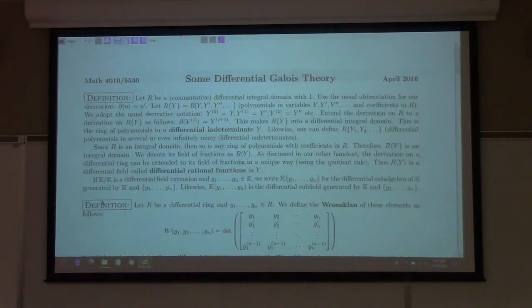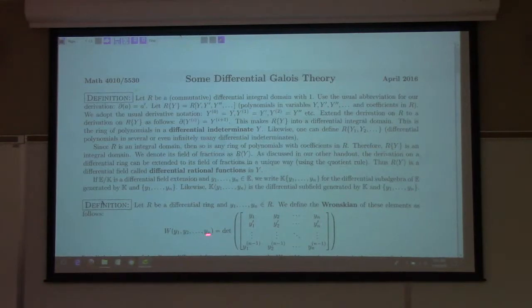So it's like the ring and all of its derivatives. And the usual notation for iterated derivatives. y is said to be a differential indeterminate. R with bracket y is the differential field called differential rational functions in y. That's the field of fractions of this thing, I think. We can talk about a differential field extension. It's a differential subalgebra generated by K and these guys. Likewise, that is the differential subfield generated by K in those.